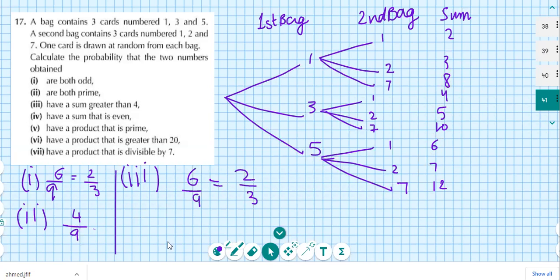Next, part 4: have a sum that is even. Even numbers are those which are multiples of 2. First, second, third, fourth, fifth, and sixth. So there are 6 numbers. 6 over 9, or the reduced form is 2 by 3. Part 5.